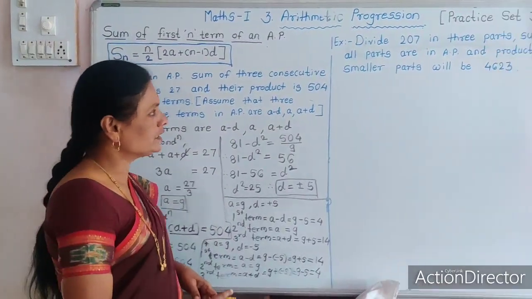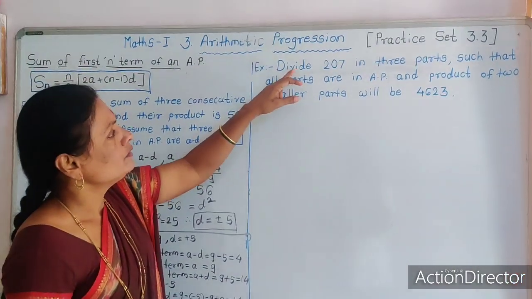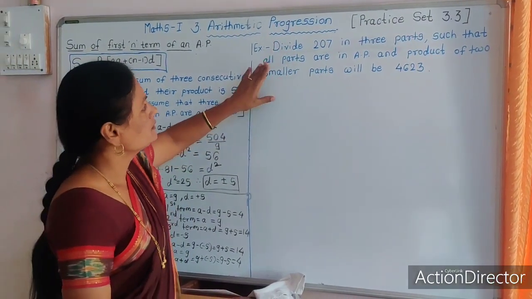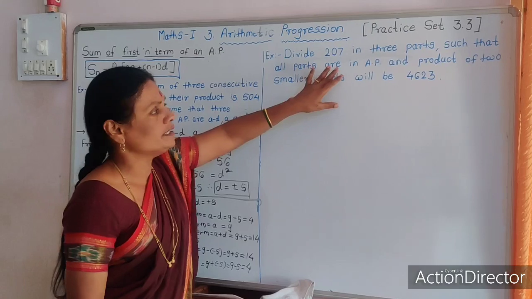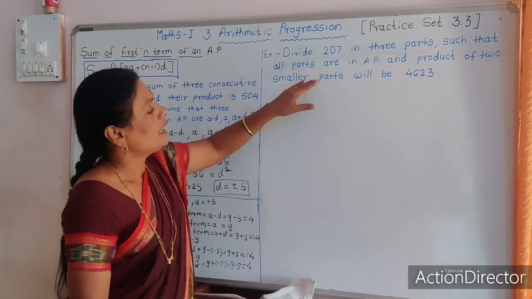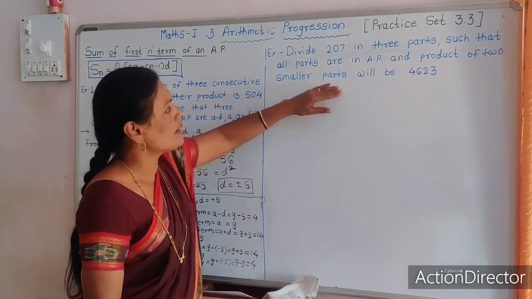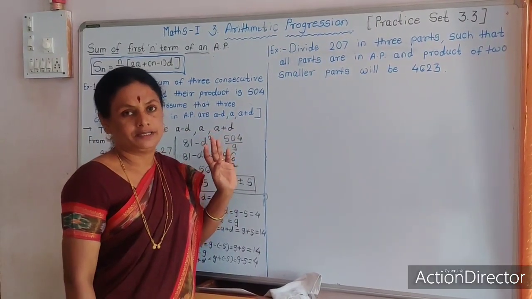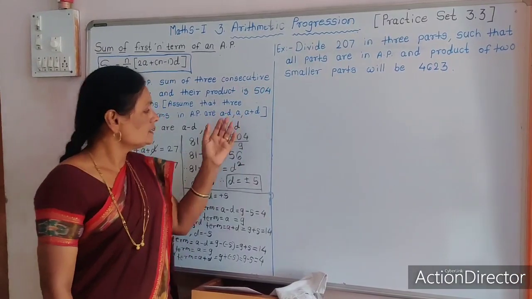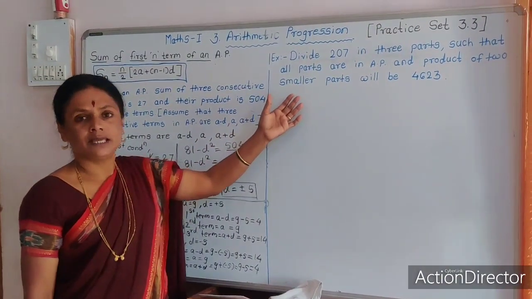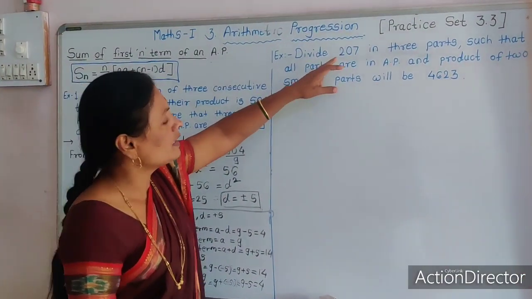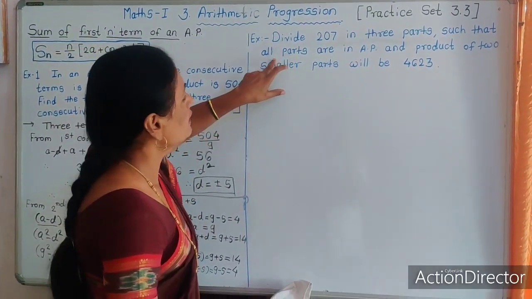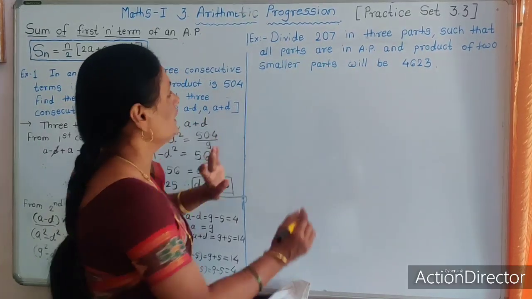Now, the next example. Divide 207 into 3 parts such that all parts are in AP, and the product of the two smaller parts will be 4623. Here, in the same way, we solve this example. Divide 207 into 3 parts such that all parts are in AP.